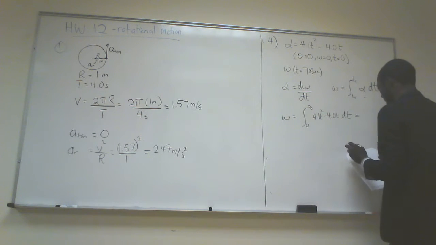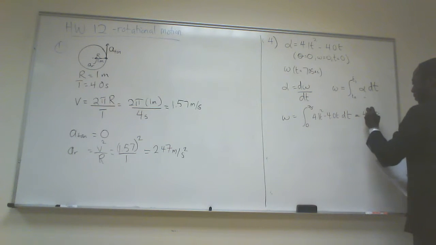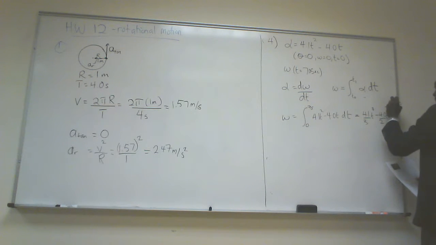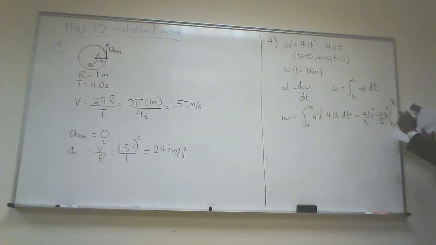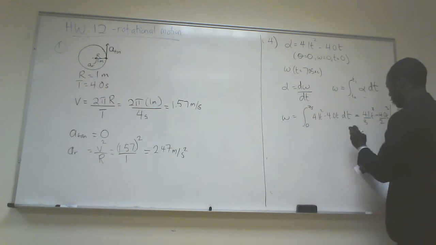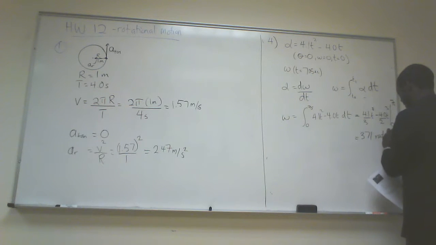And that gives us an expression of, so we integrate this here, so we have 4.1 divided by 3 t cubed minus 4.0 over 2 t squared, which we evaluate from 0 to 7. So we put 7 seconds in here and then subtract that from the expression here with 0 seconds. And so we get omega being equal to 371 radians per second.